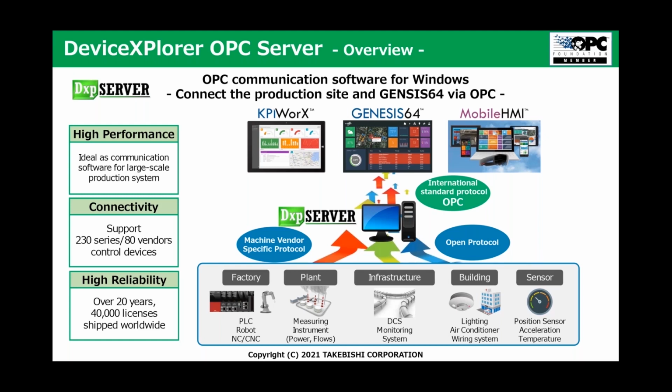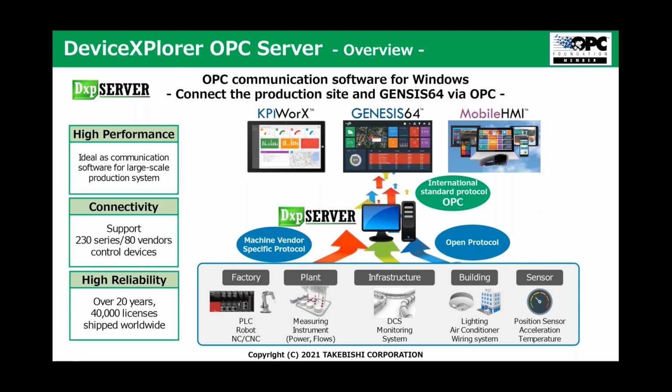Machine vendor specific protocols can be used there. You can have several brands of PLCs in the market and several types of sensors, and that data can be read out with the DXP server and communicated to Genesis64 via the standard protocol OPC. So the basic function is a connection between the production side and Genesis64.